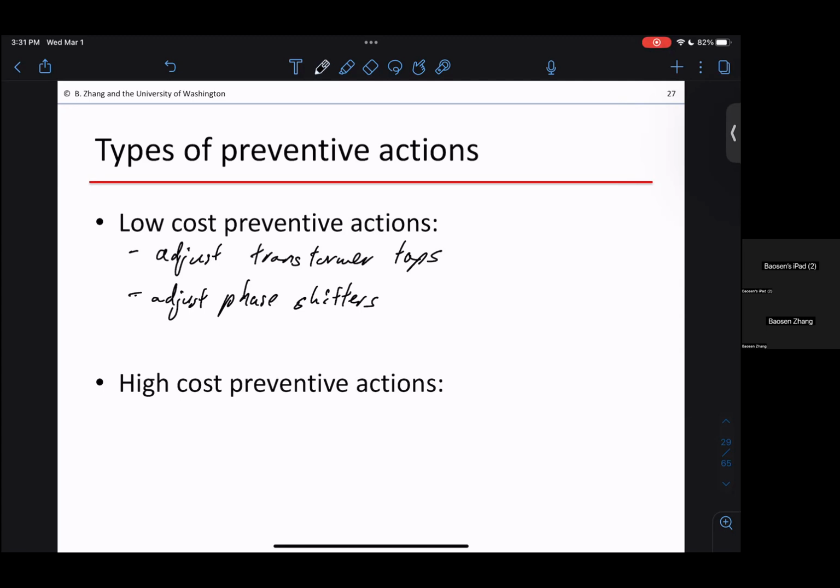You don't see them. And then high cost, this is load shedding. You may have to shed load. And this again will impact the market. Okay, so the high cost ones typically impact the market. So to deal with the cost, if you promise a generator they can generate, they actually cannot because of the contingency, you have to sort that out based on what happens in the market.